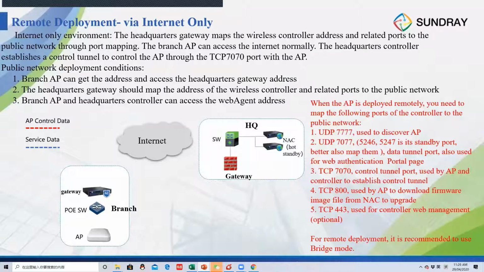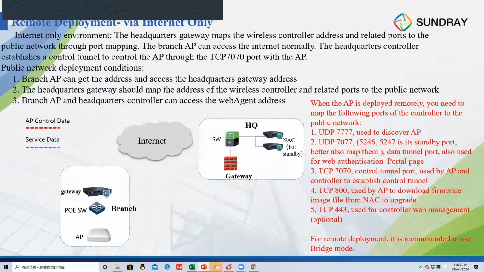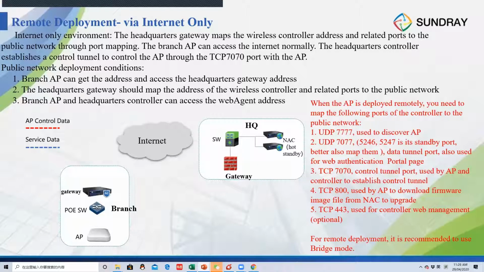And then there is TCP 7070. This is for the control tunnel. And then TCP 8 is for download, and TCP 70 is optional, because this one is not related to the remote connection. This is just for your management. You can change this if TCP 443 is being occupied by other servers or other devices. You can choose another port.